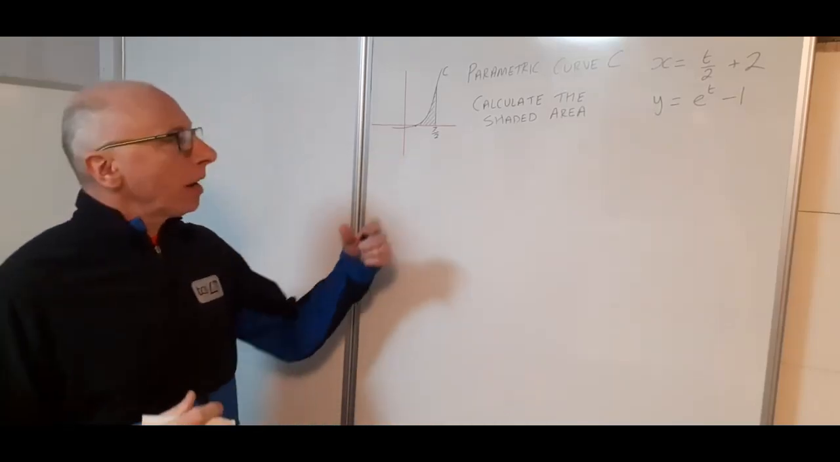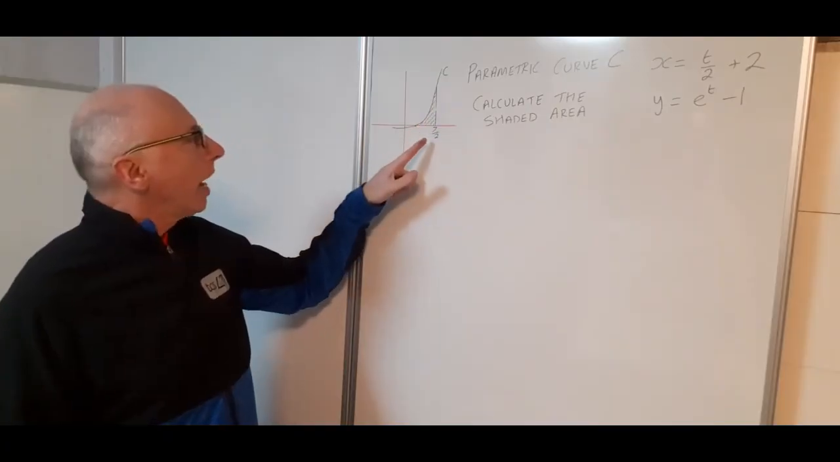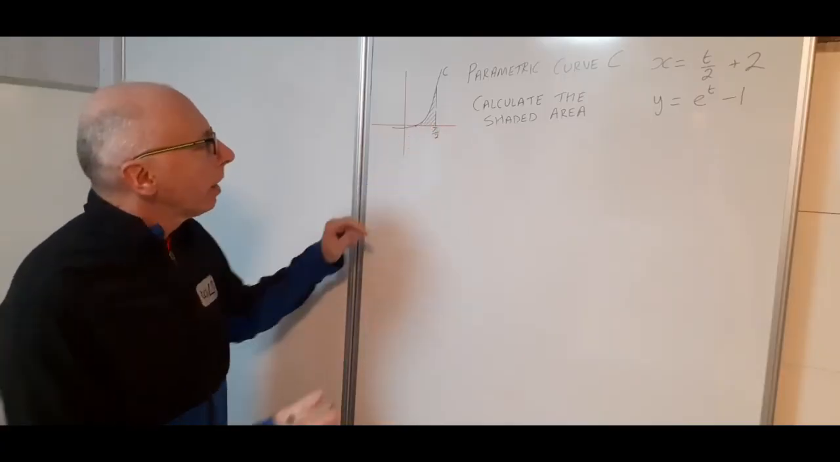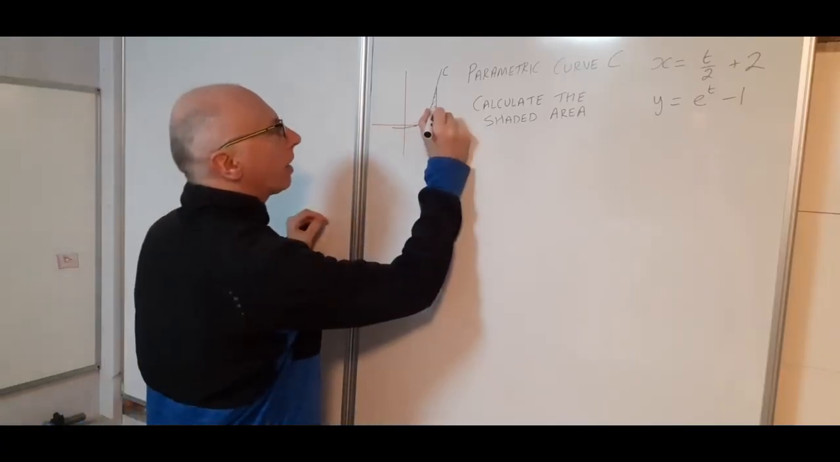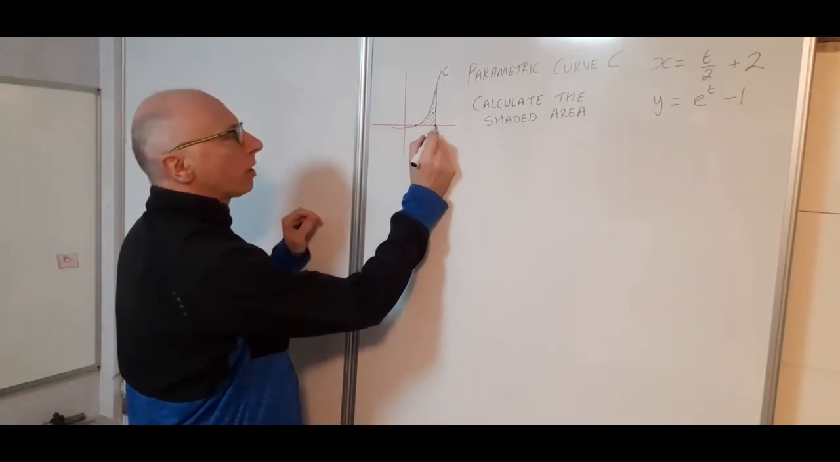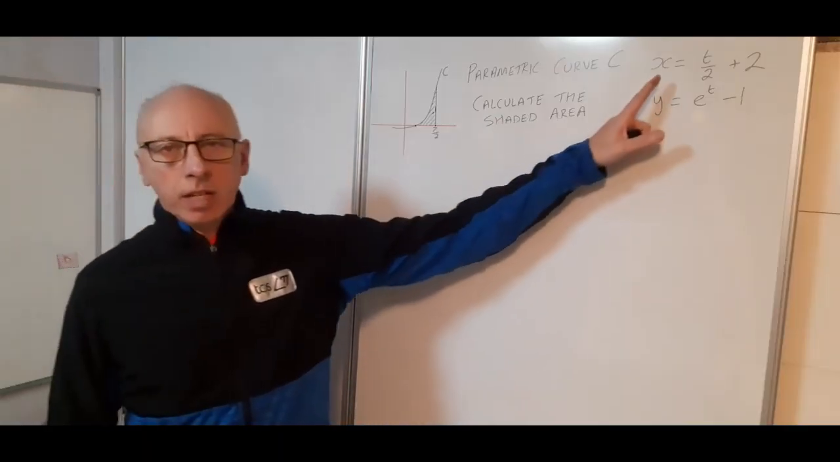So in this question, I've got a parametric curve C, which is drawn here in a sketch. And I've got this point here, which is 7/2 for x. And I want to calculate this area here, going down here, all of this, and also meeting at this point. So in between here, I want the area under that curve. Now, it's a parametric curve.